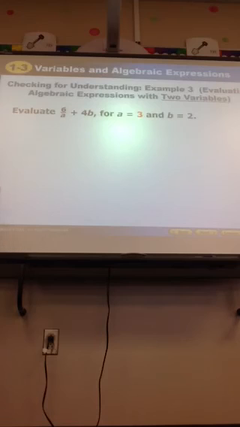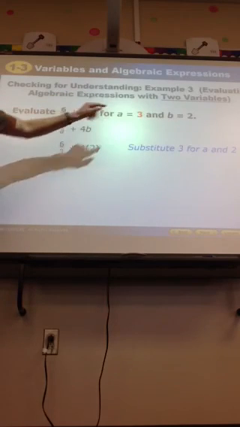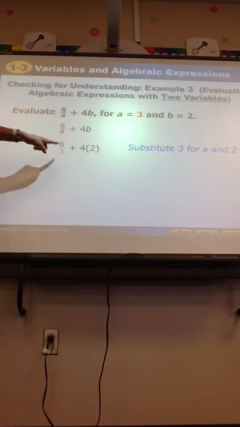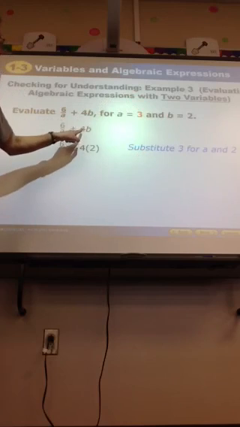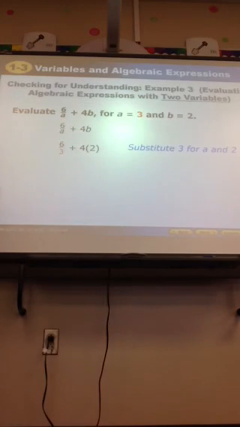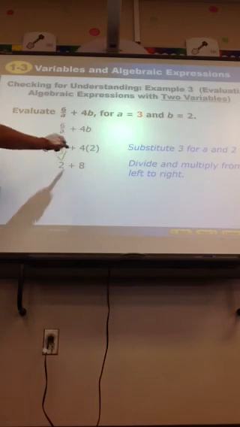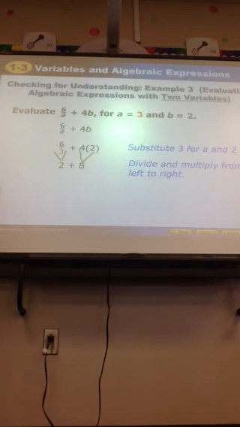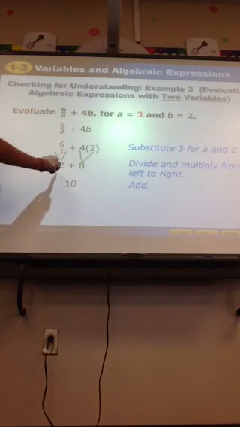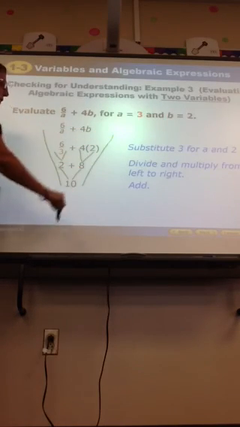Okay, so this last one, we put in 3 for a. 6 divided by 3 plus, now we're putting in b is 2, so 4 times 2, we need the parentheses there. Now we do division and multiplication left to right, and then we add last. So 6 divided by 3 is 2, and 4 times 2 is 8, and then 2 plus 8 is 10. So again, we're using our little funnel.